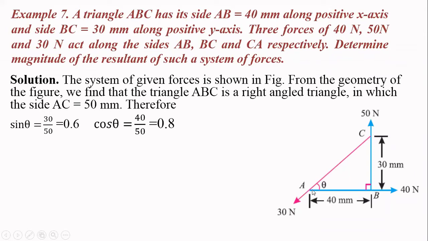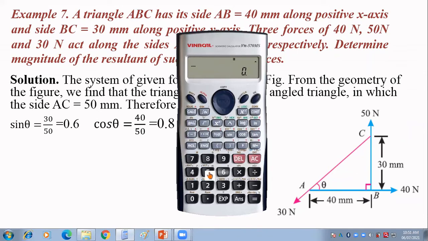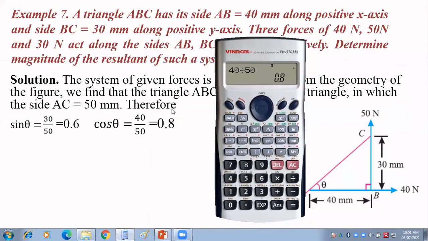And cos theta is nothing but what? Adjacent side upon hypotenuse, and adjacent side is 40. 40 divided by 50, it becomes 0.8. Okay, this sine theta and cos theta, these values we have found.